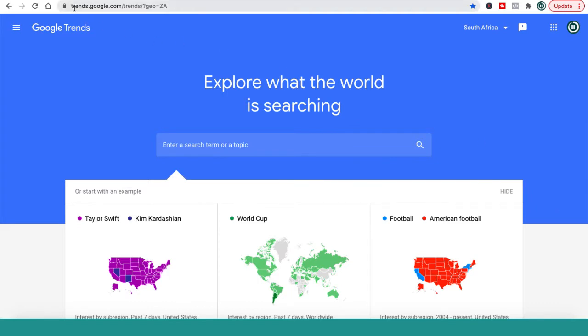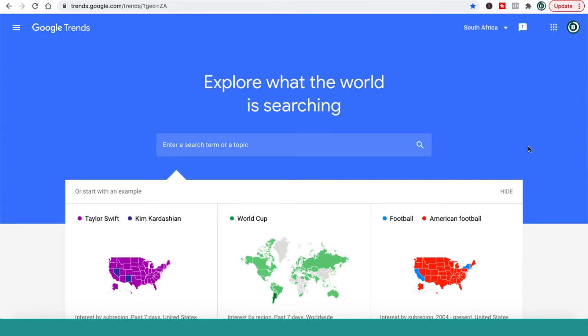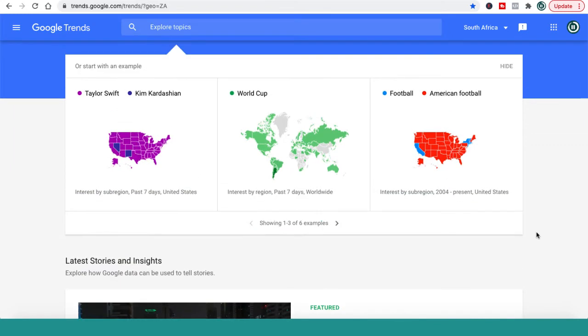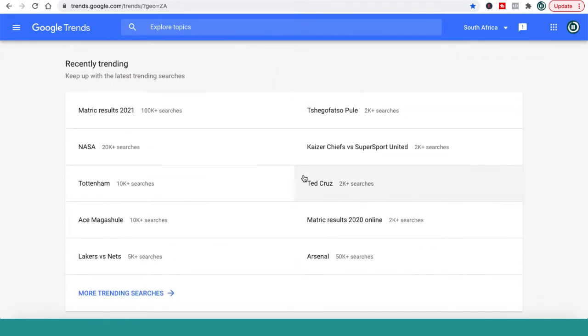So let's dive in. First, go to Google Trends. This is trends.google.com, and here we can look at how we can explore what people are searching about. I have logged into my Gmail account and I am choosing South Africa as the place where I want to search what people are searching for on Google. Here you can look at what was trending across different years. Recently we can see that the matric results are trending. This is happening right now as they're releasing the results to private schools and then to government schools.